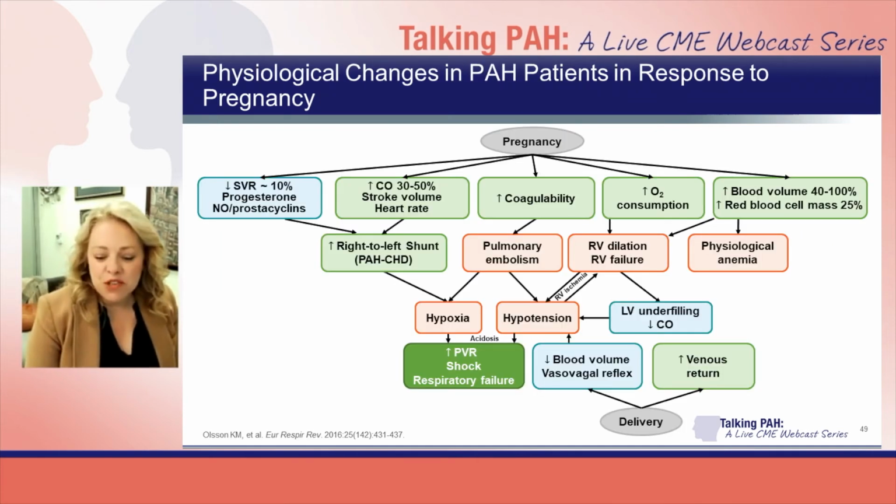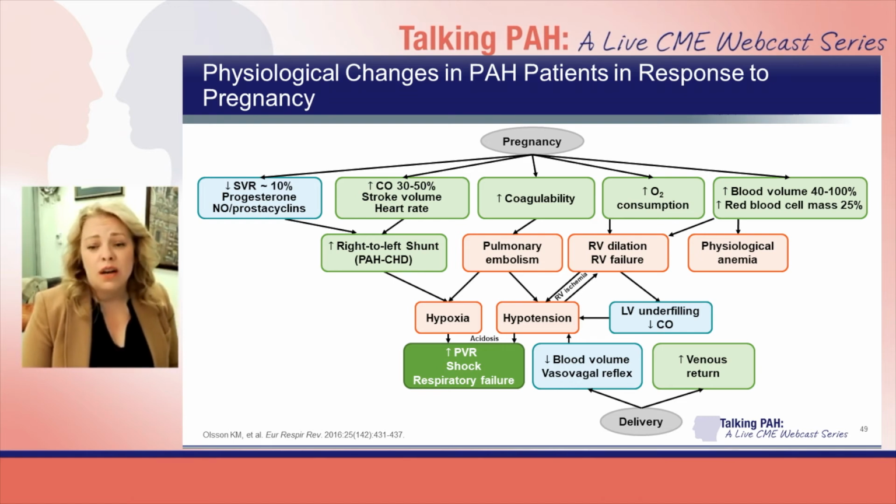This is another description of what the physiologic changes in PAH patients are in response to pregnancy. And really, you'll see a lot of loops in here because a lot of these things affect something else. So our patient's blood pressure, our SVR, is going to lower by about 10% due to circulating hormones, NO and prostacyclins. We're going to increase our cardiac output if they're able to do so by 30 to 50%, and that's done through stroke volume and heart rate. They're going to have increased coagulability, which we worry about, and increased O2 consumption with the metabolic changes going on, and of course the fetus.